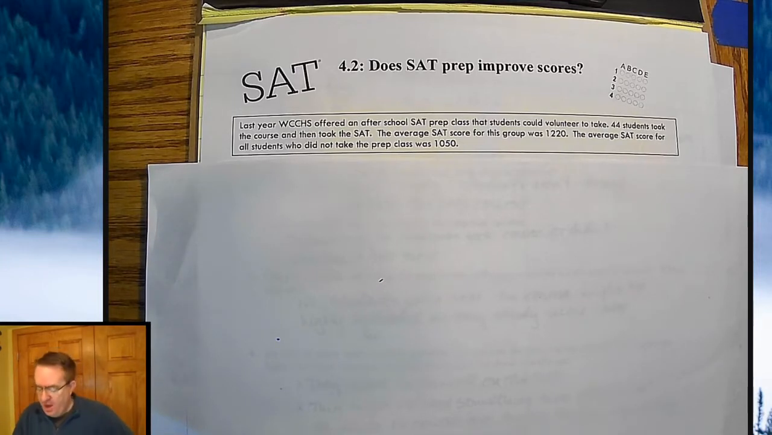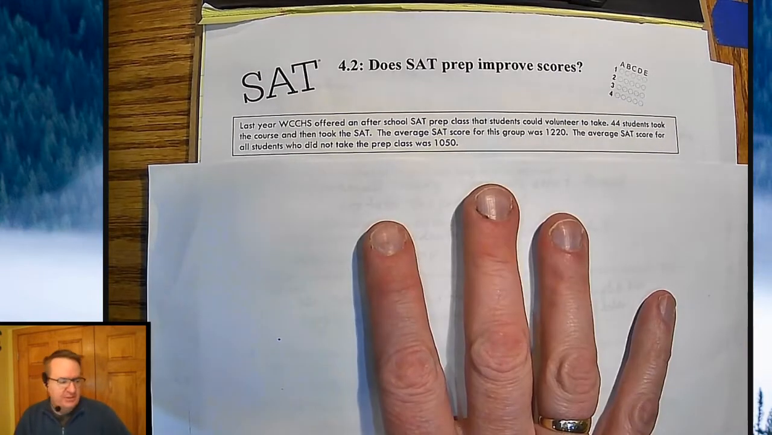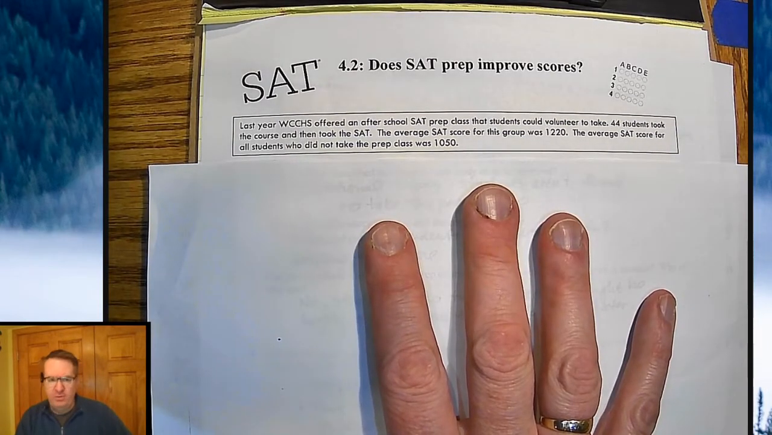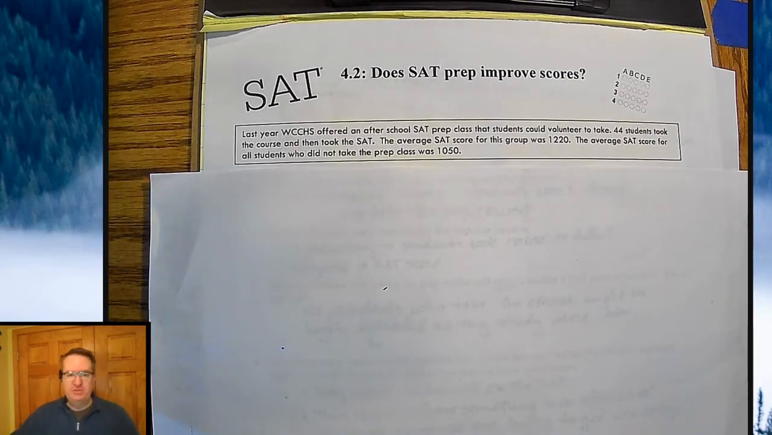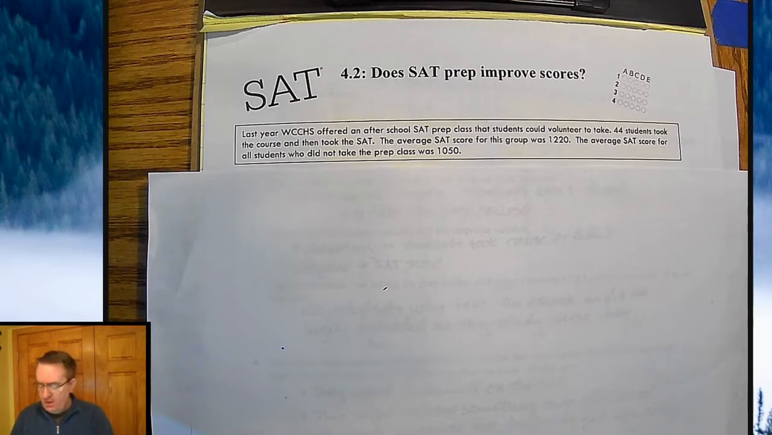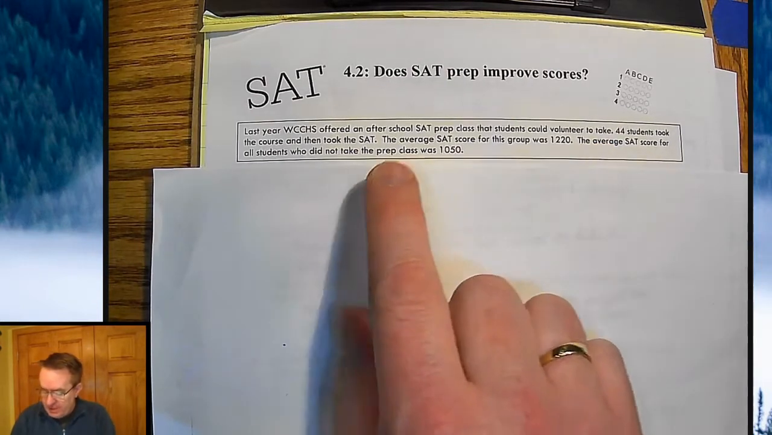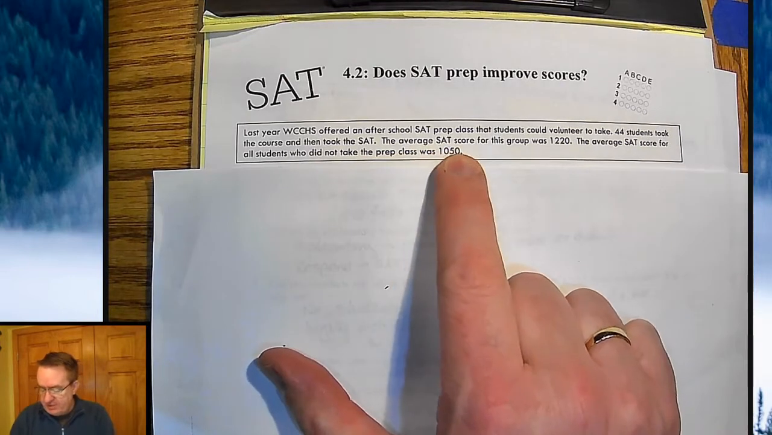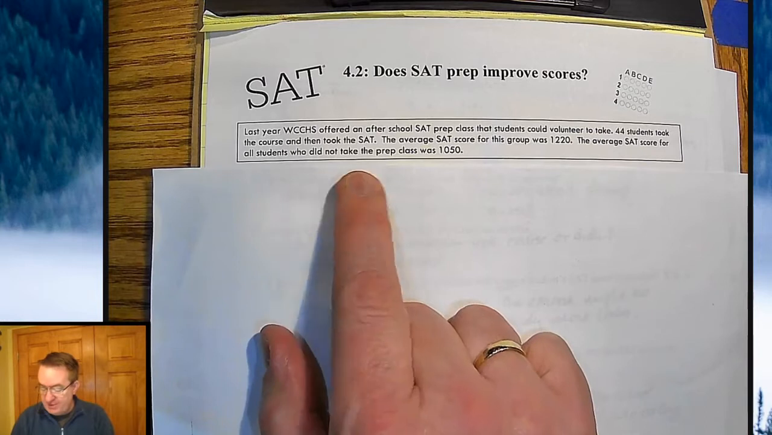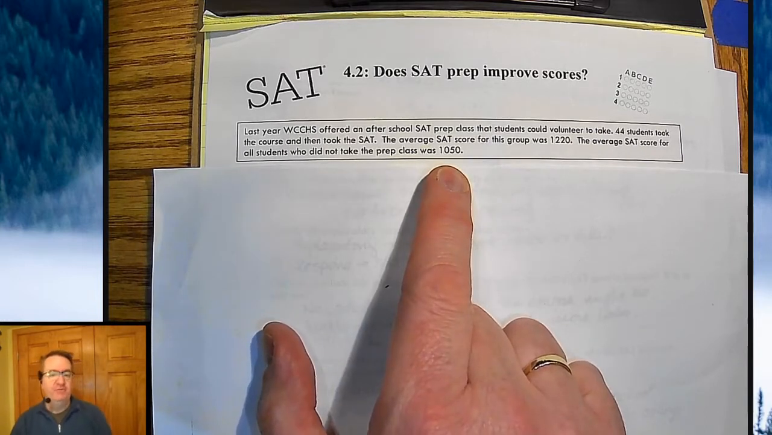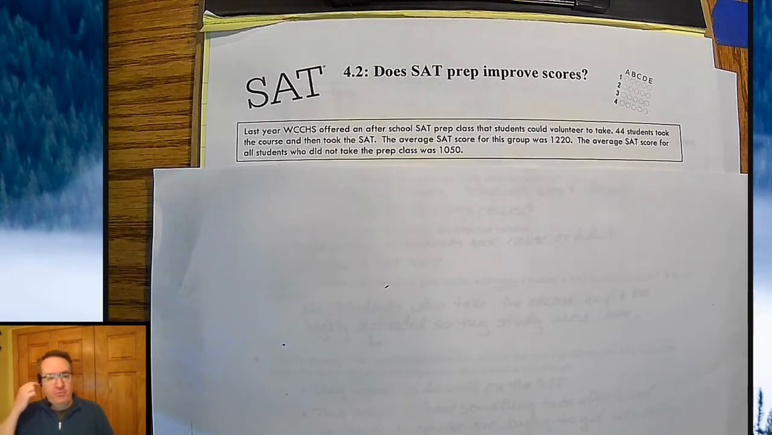So the setup for this is that every year our high school offers an SAT prep course after school, and students don't have to take it, but many do. And so 44 students took the course and then took the SAT. The average SAT score for that group was 1220. The average SAT score for all students who did not take the prep class was 1050. Now the question is, did the SAT course make any difference? Because after all, that's what the people who are providing the prep course would want to promote.